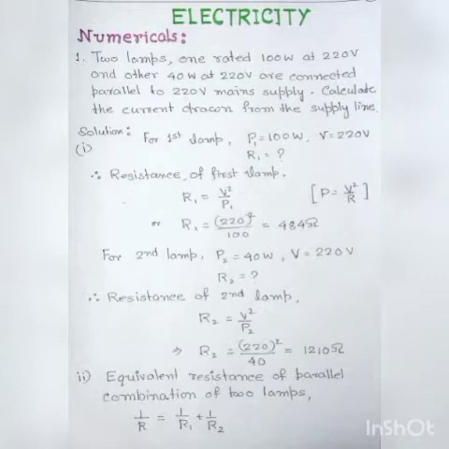Now the first numerical is: two lamps, one rated 100 watt at 220 volt and the other 40 watt at 220 volt, are connected in parallel to a 220 volt main supply. Calculate the current drawn from the supply line.